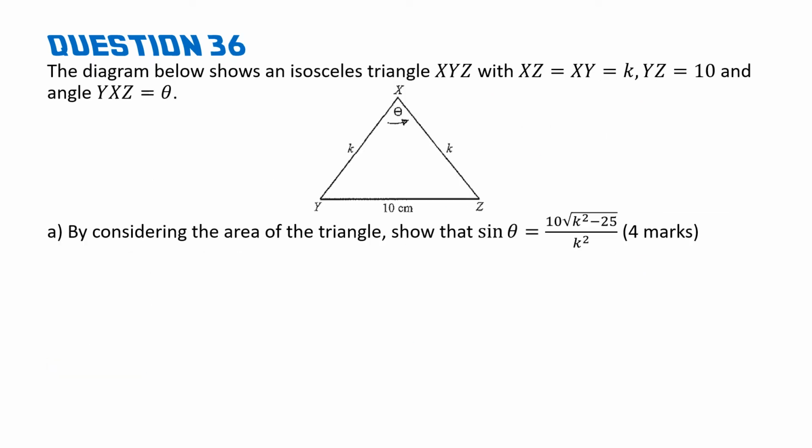Question 36, the last question. The diagram below shows an isosceles triangle XYZ with side length XZ being equal to side length XY, and both of those being equal to k. YZ across the bottom is equal to 10 centimetres, and the angle YXZ at the top is equal to theta. By considering the area of the triangle, show that sine theta is equal to 10 times the square root of k squared minus 25, all over k squared.